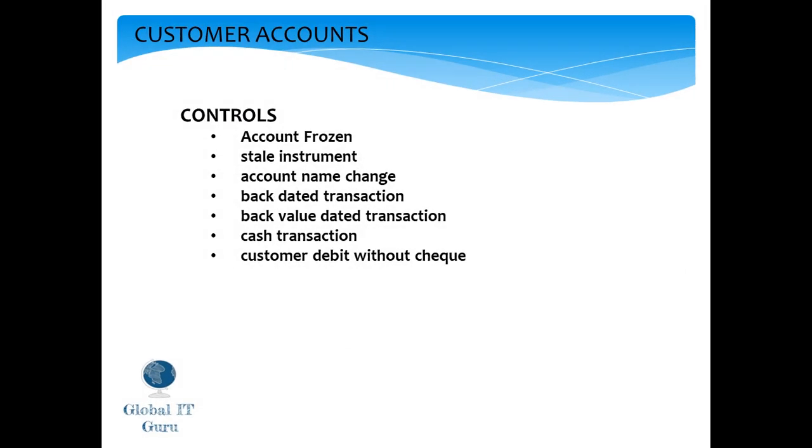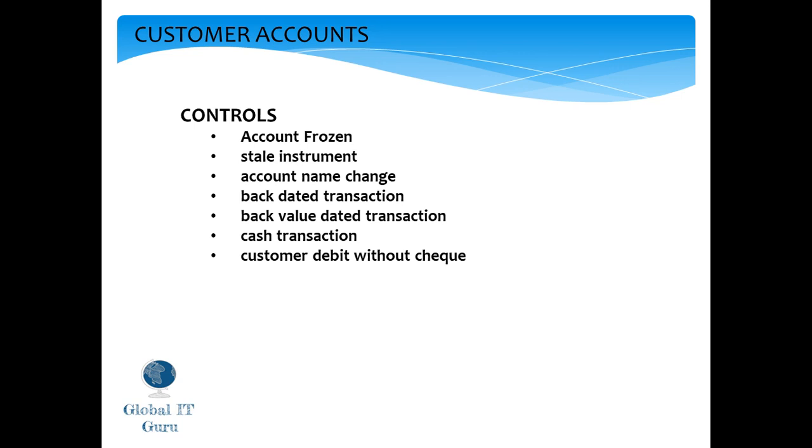Moving to the next slide, we have controls on customer accounts. Account frozen. We can freeze the account. We have the option for debit freeze. Debit freeze means the customer will not be allowed to debit his or her account. Credit freeze means no credit will be allowed in the account. Total freeze means both debit and credit will be restricted for that account. So that is the account frozen facility control we have.